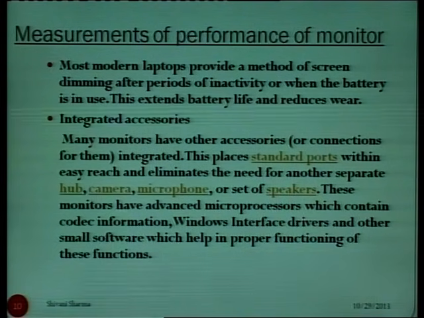So, nowadays the monitors which are coming, in those monitors we have some integrated accessories also. We have various standard ports like USB ports, we have ports for camera, hub, for microphones and for the speakers, which is giving more enhanced facilities to operate modern applications. And besides this we have many window interfaces and very small programs which are embedded in them for the proper functioning.